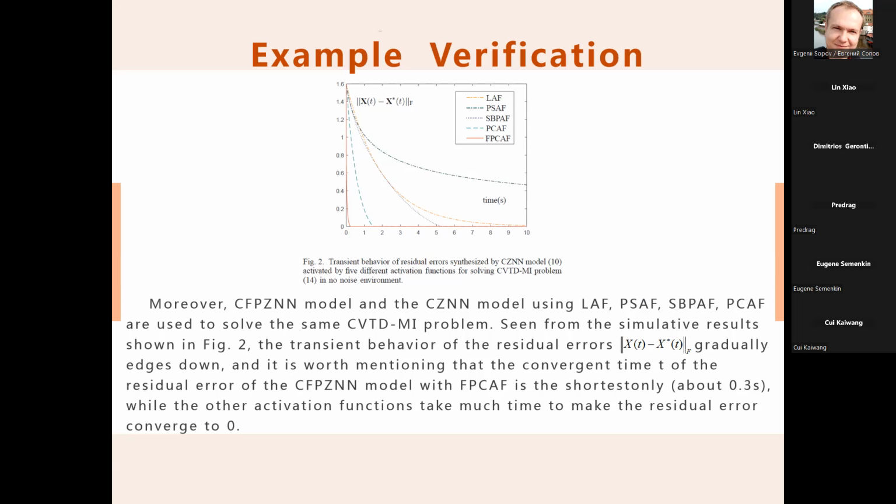As seen from the simulation results shown in figure 2, the result error gradually decreases, and it's worth mentioning that the convergence time of the result error of the proposed model is the shortest, about 0.3 seconds, while the other activation functions take much more time to make the result error converge to 0.